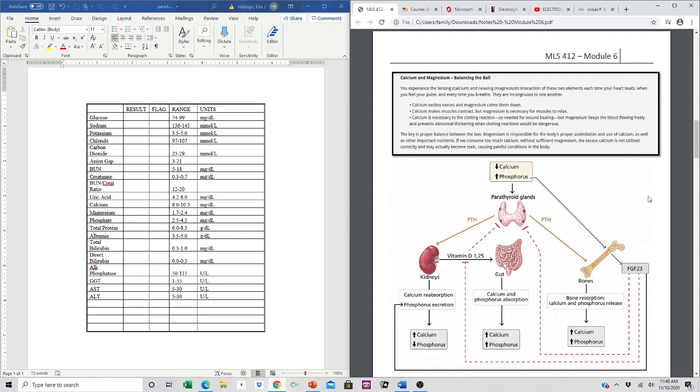So it almost sounds like they're counteractive, but they aren't. It's more that they're complementary. Calcium and magnesium, definitely everybody would need a balance between the two.